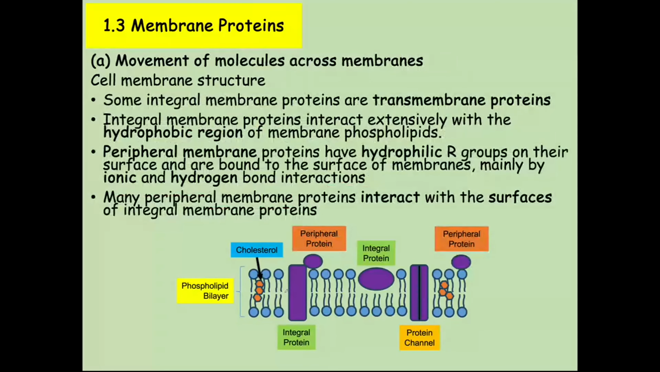Now, some of these integral proteins are transmembrane proteins, which means that they span from one side of the membrane to the other. Trans, we know in biology, means to cross. So it crosses from one side of the membrane to the other. We can see one side of the protein here on this side of the membrane, and the other side of the protein over on the opposite side of the membrane. So we can see this integral protein here is a transmembrane protein. This integral protein here is not transmembrane because it doesn't span from one side of the membrane to the other.